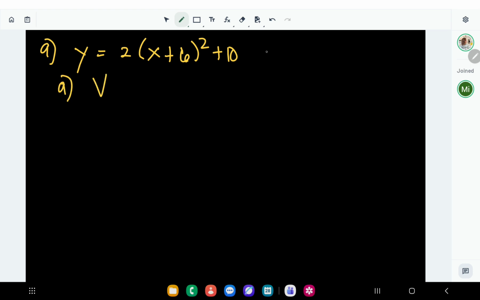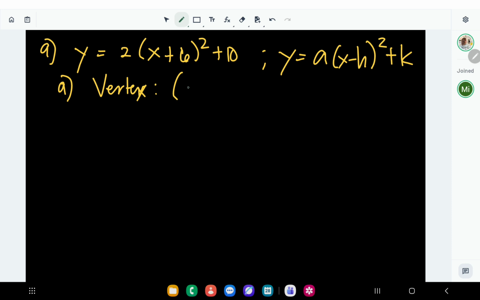Okay, so let's start with number 9. A quadratic function is defined by the equation y equals 2 times x plus 6 squared plus 10. When this function is graphed, what are the coordinates of the vertex? So of course, this is in the form y equals a times x minus h squared plus k, right? Therefore, the vertex, so what is the vertex here? Negative 6, yes, negative 6 and 10.